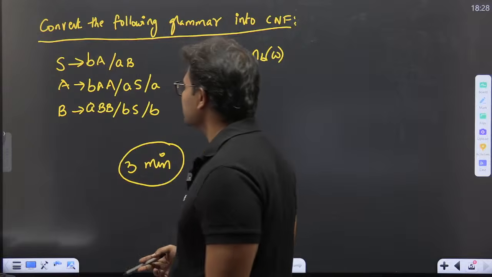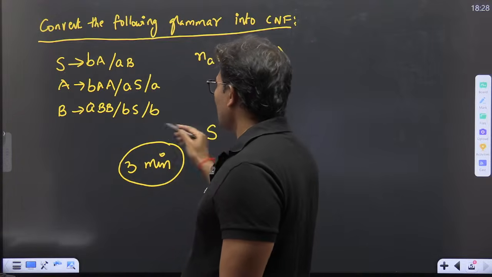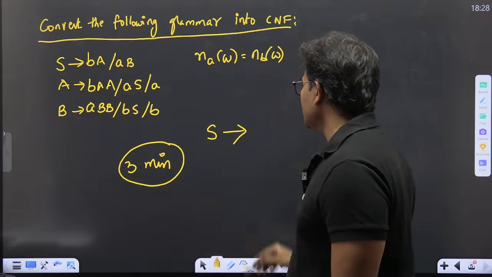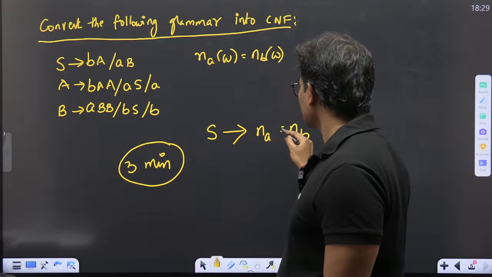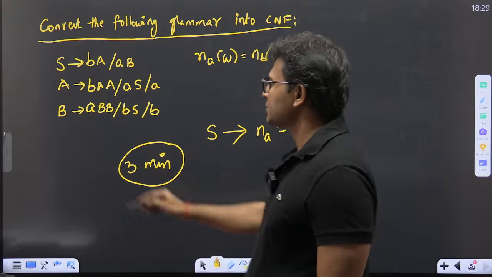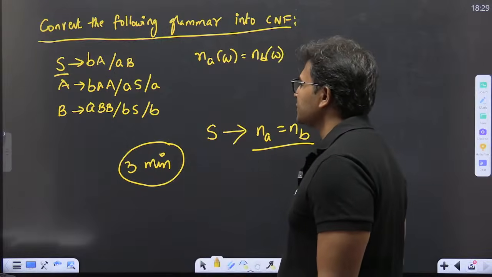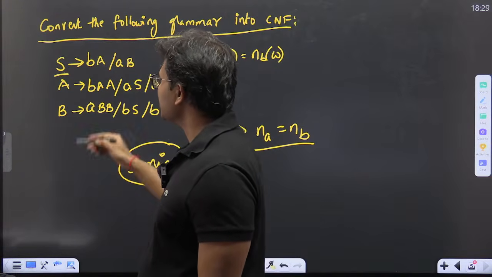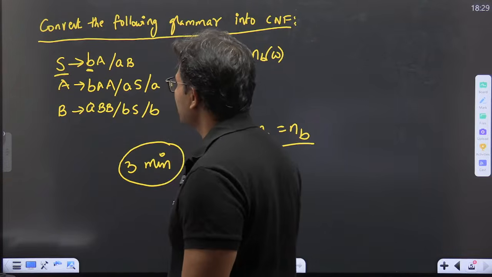So see this. The responsibility of S is to generate an equal number of A's and B's. Right? Now, while generating an equal number of A's and B's, if it has generated a B, right?